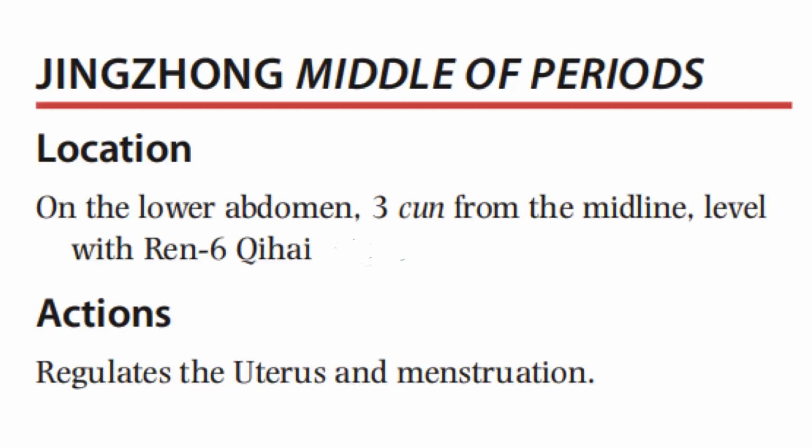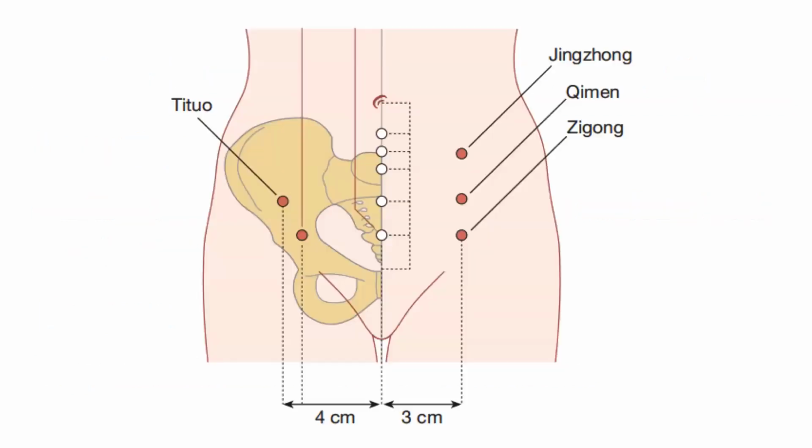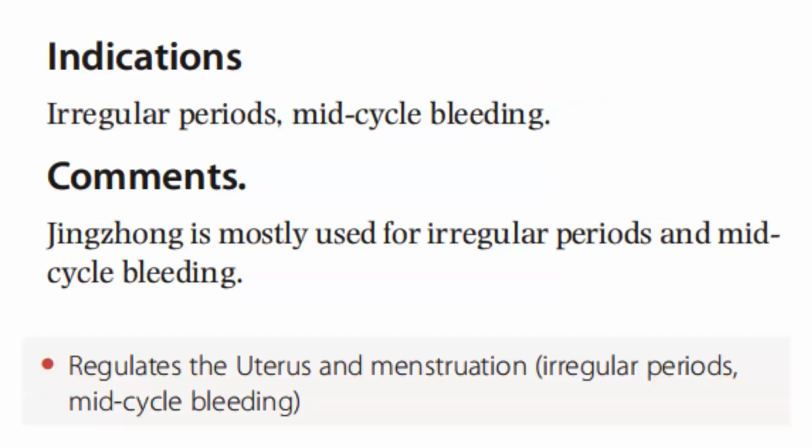Next, we have point Jingchong, or middle of periods. It is located on the lower abdomen, shown from the midline, level with REN6. For its actions, it regulates the uterus and menstruation. For its indications, it's indicated for irregular periods and mid-cycle bleeding. This point is mostly used for irregular periods and mid-cycle bleeding. Again, it regulates the uterus and menstruation.